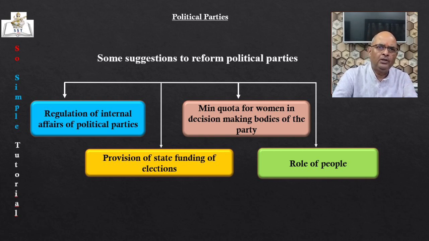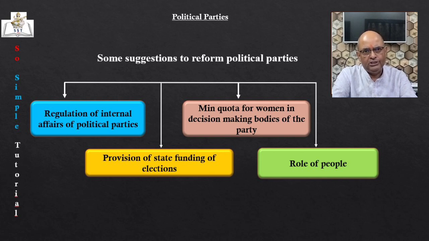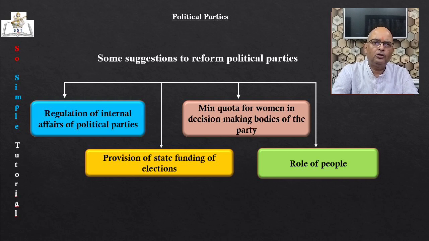Suggestion number 3. This is regarding state funding to parties. Students, political parties need funds to finance their campaign and routine activities. One of the primary sources of this funding is voluntary contributions made by individuals. In addition, corporate houses also pay hefty contributions to parties, but contributions from corporate houses are largely from undeclared income and hence contribution is not recorded.